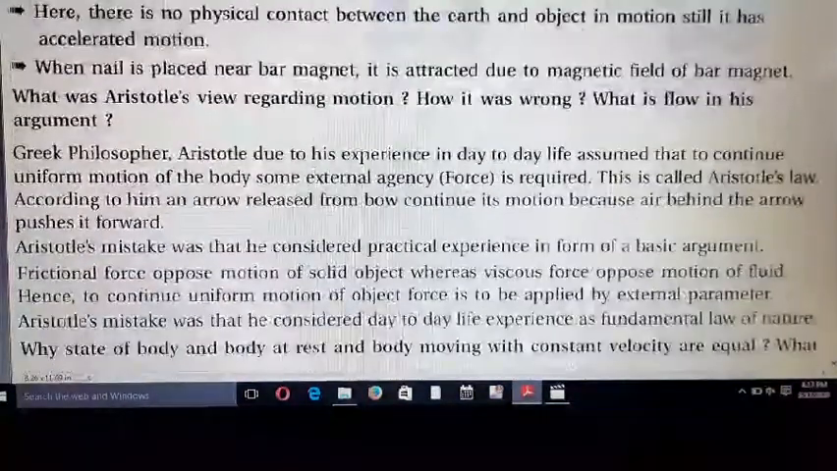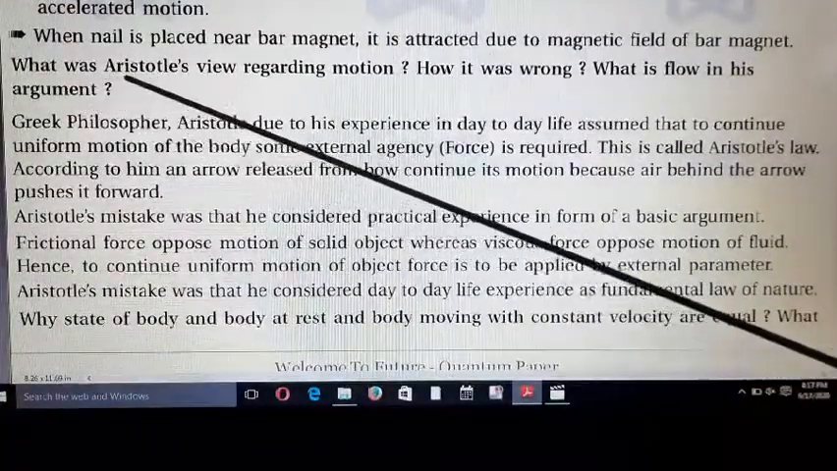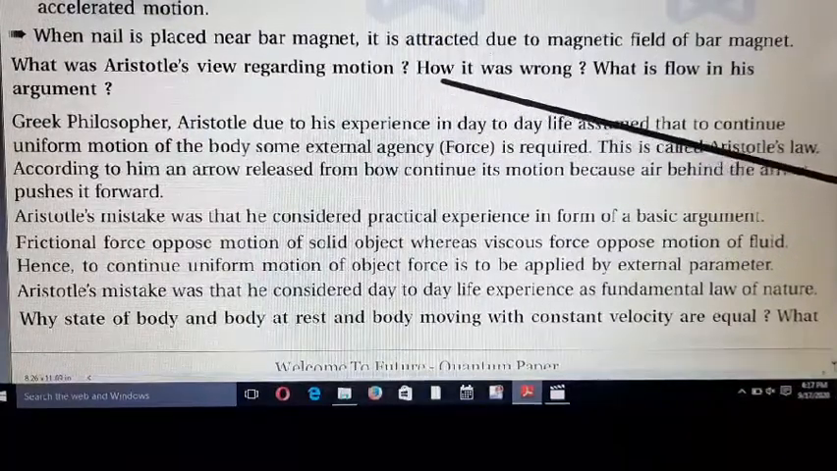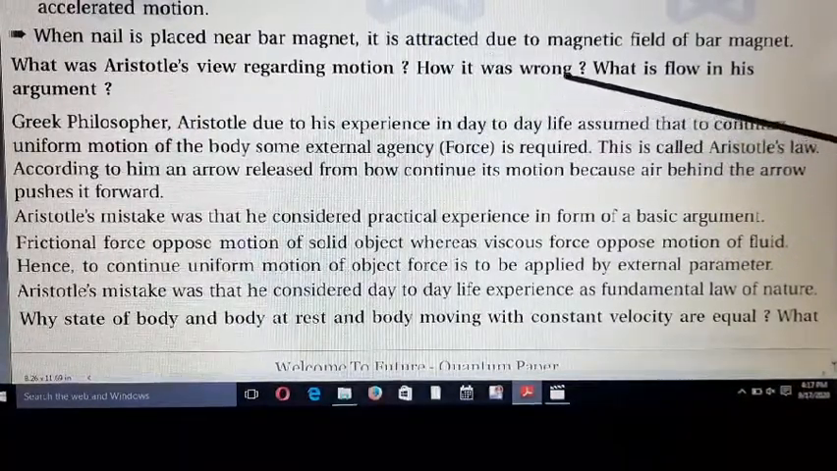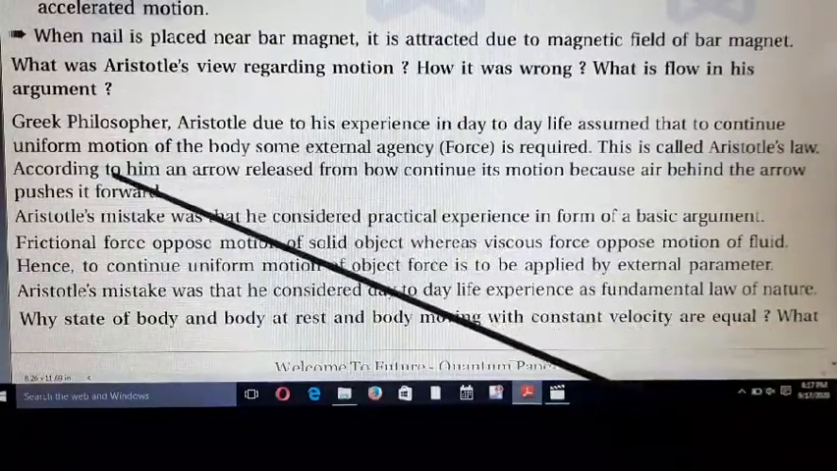Next question. What was Aristotle's view regarding motion? How was it wrong? What is the flaw in his argument?